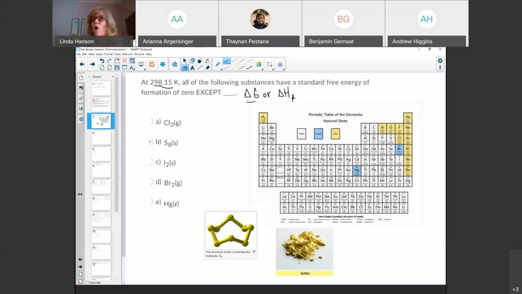So entropy will always be a positive value for any element or any compound in those standard charts, because those are recorded at 25 Celsius. So with this question, really similar to the last unit that asked, what element is in its natural state and what element is not?